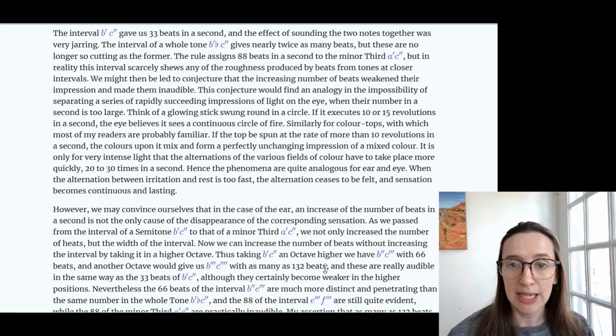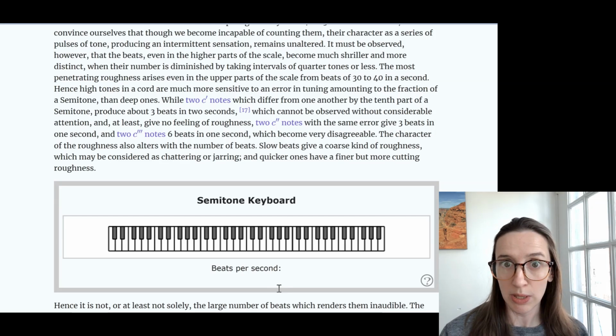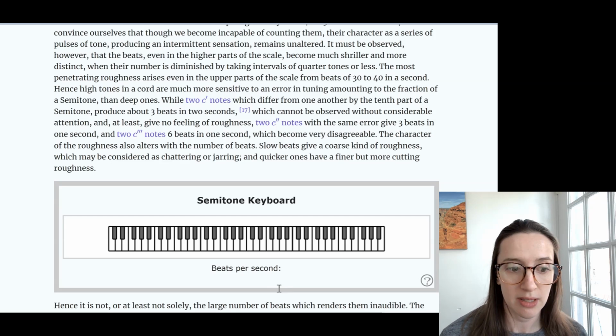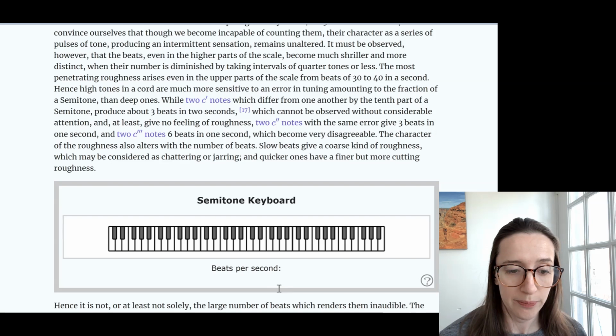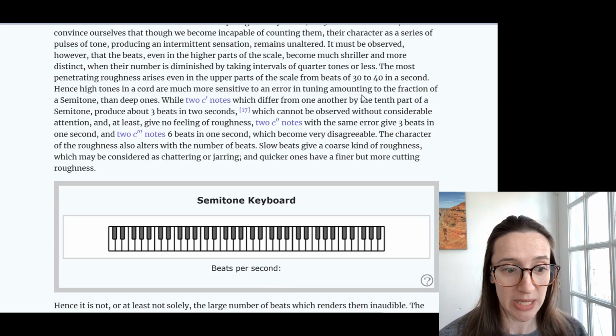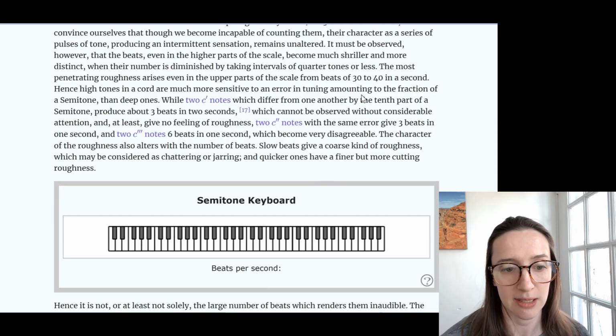When the alternation between irritation and rest is too fast, the alternation ceases to be felt, and the sensation becomes continuous and lasting. But it's not as simple as when you hear X number of beats, you stop being able to hear them and instead hear a continuous, lasting tone. It also has to do with the pitch difference of the interval. Because the same interval, a semitone, has more beats the higher on the scale we go. But Helmholtz says we can still hear those beats, even if we can't count them, up to 132 in a second. Let's try.